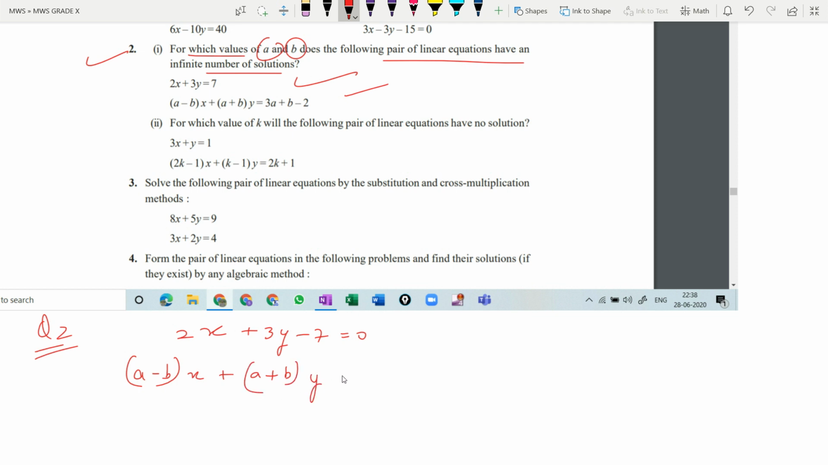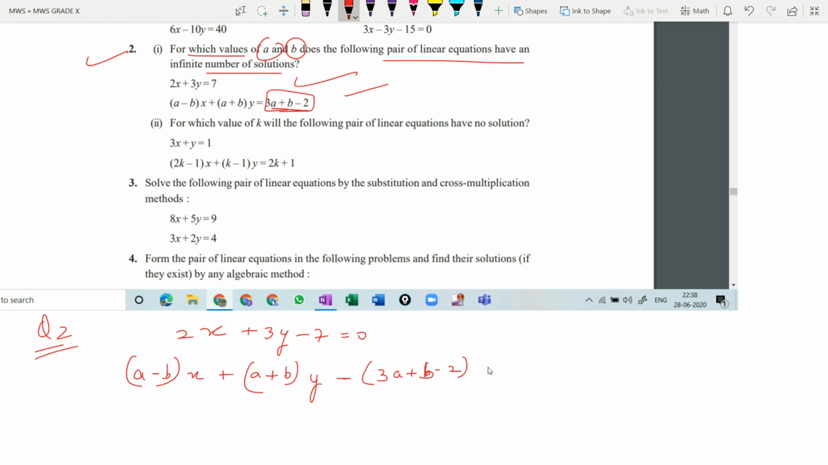(a plus b) y minus, because this whole will come here, because of that I am writing minus, and the signs inside I am writing the same, because these three terms together show a constant term. The way 7 is written here, in the same way 3a plus b minus 2 is a constant term. So this whole together I have considered, and this I have shifted to the left side. That's why I have written the minus sign.